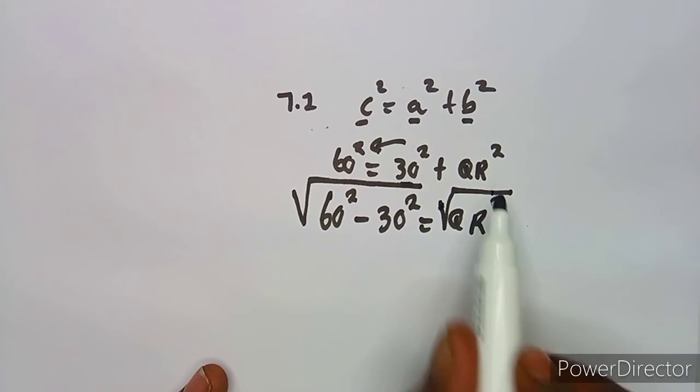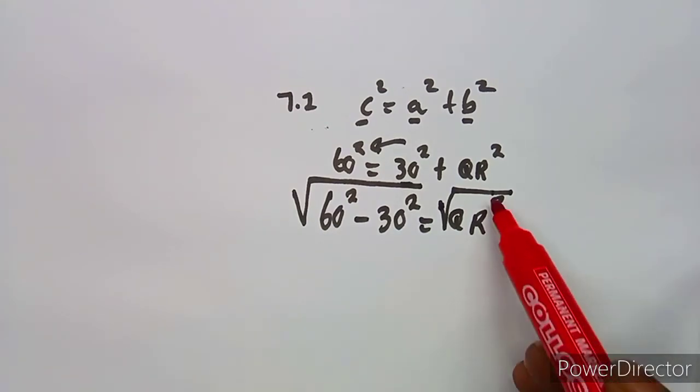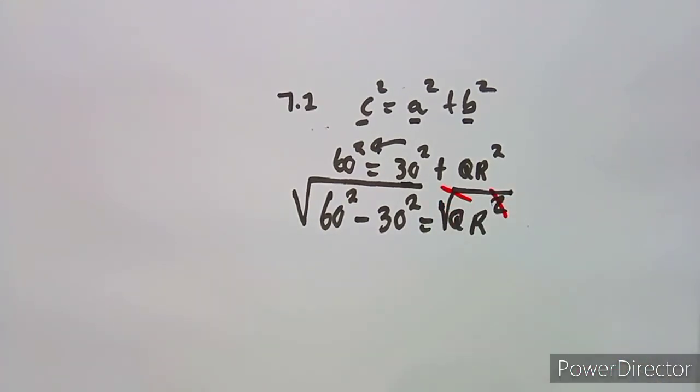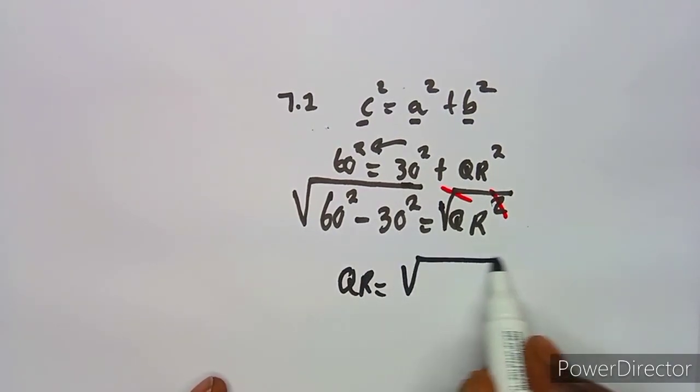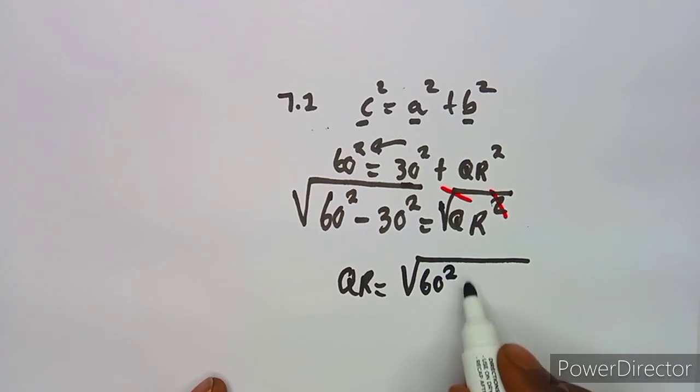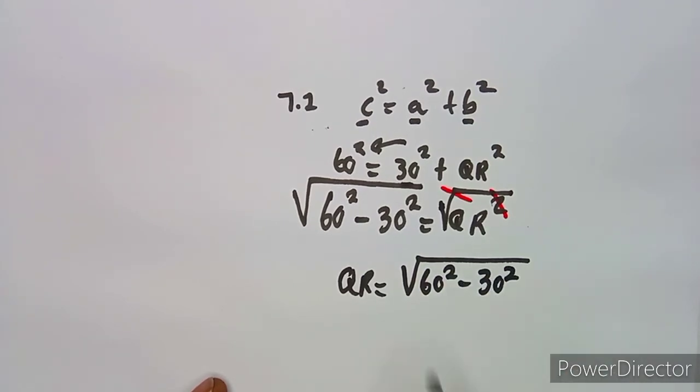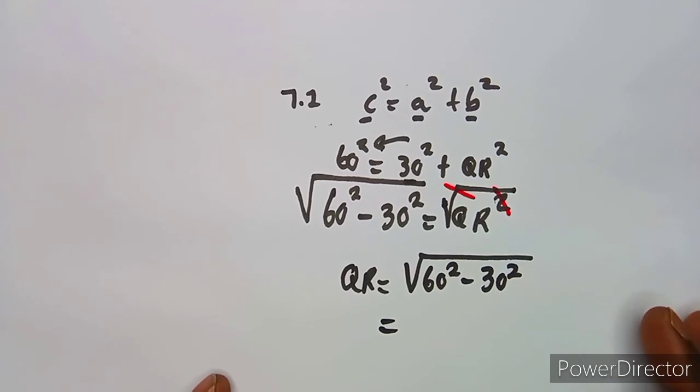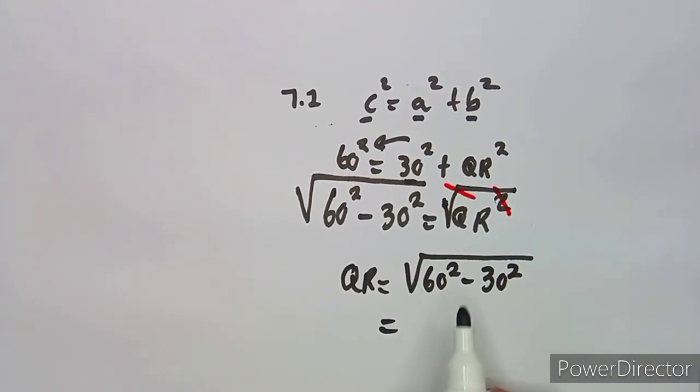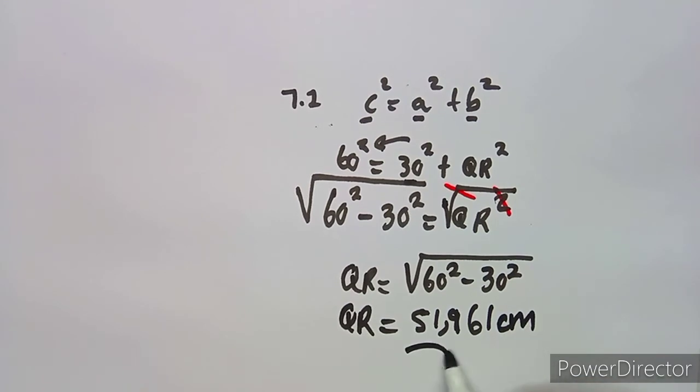Introducing the square root means we are actually getting rid of what? Of this, cancelling each other like that. So your QR is going to be the square root of 60 squared minus 30 squared. I can use my calculator at this stage. If you use your calculator properly, you're going to obtain something like 51.961. This is your QR, which is in centimeters.